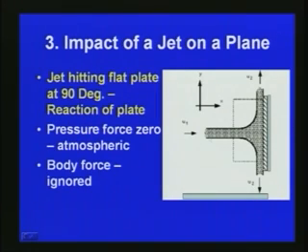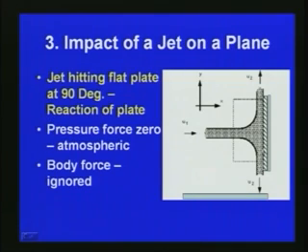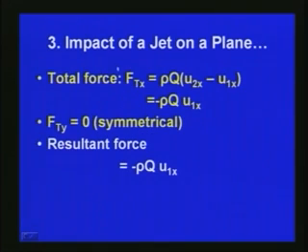Here the x direction is considered. This plate is placed vertically, so u2x is zero, since only the y direction velocity is there. So u2 is in the y direction, both upward and downward. You can see that the x direction velocity u2x is equal to zero, since the plate is placed vertically. So the total force Ftx is equal to rho q into (u2x minus u1x). Since u2x is zero, Ftx is equal to minus rho q u1x.